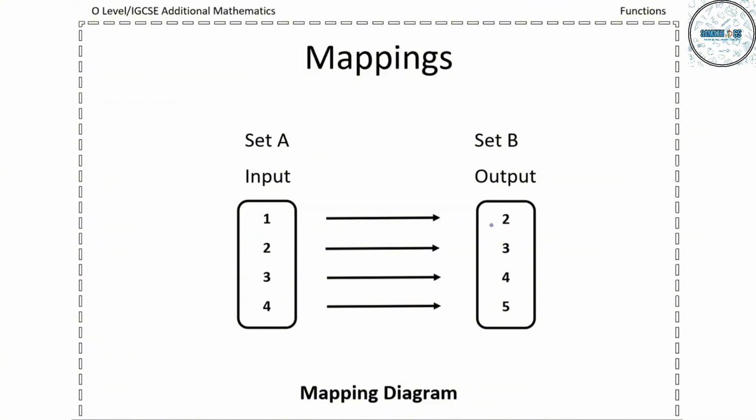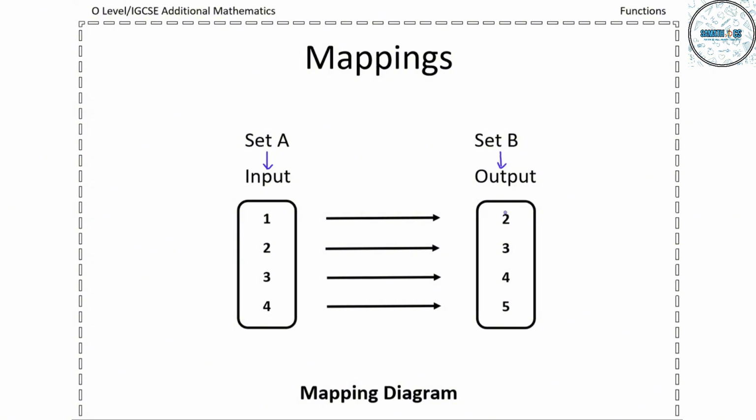Think of it like assigning every student in your class a locker. Each student input gets mapped to one locker, that is output. Here, set A is input and set B is the output. Each arrow shows which value from A is paired with which value in B.